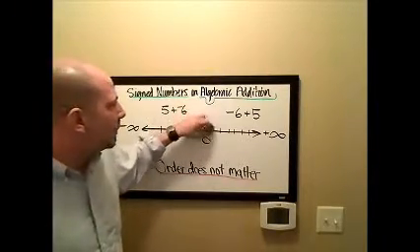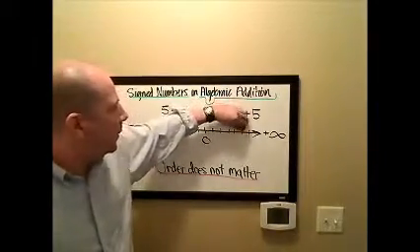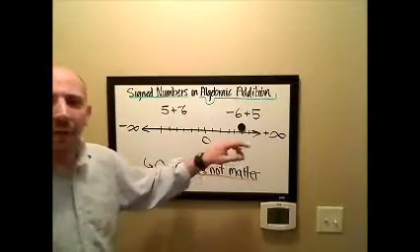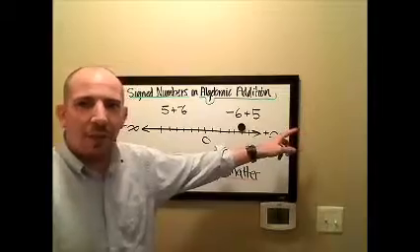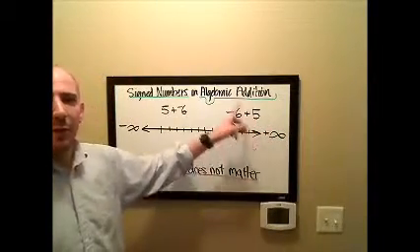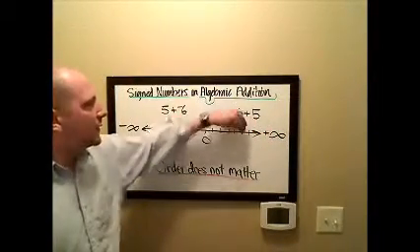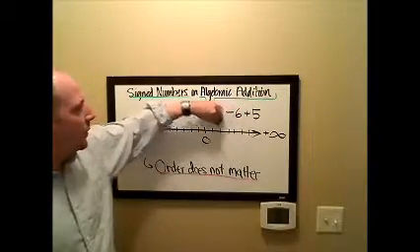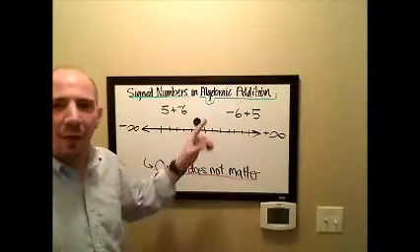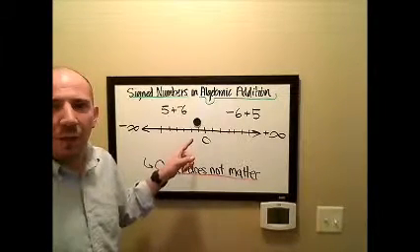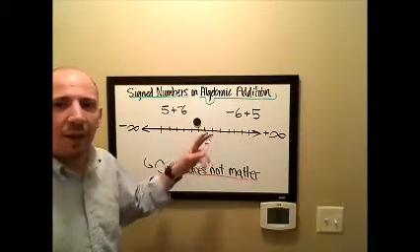Okay, so I'm going to start here, 1, 2, 3, 4, 5, and now I'm going to add to it the opposite of 6. So if I added 6, I'd go that way. But I'm going to add the opposite of 6, which means I'm going to move in this direction. So 1, 2, 3, 4, 5, 6. 5 plus the opposite of 6 brings me to the opposite of 1. Also call it negative 1.